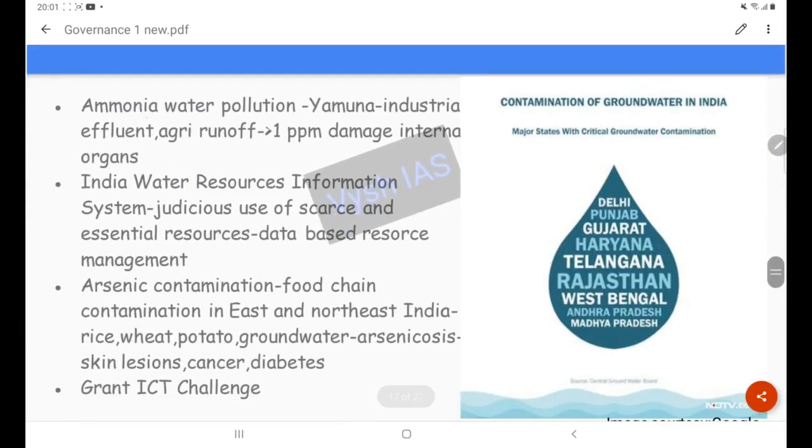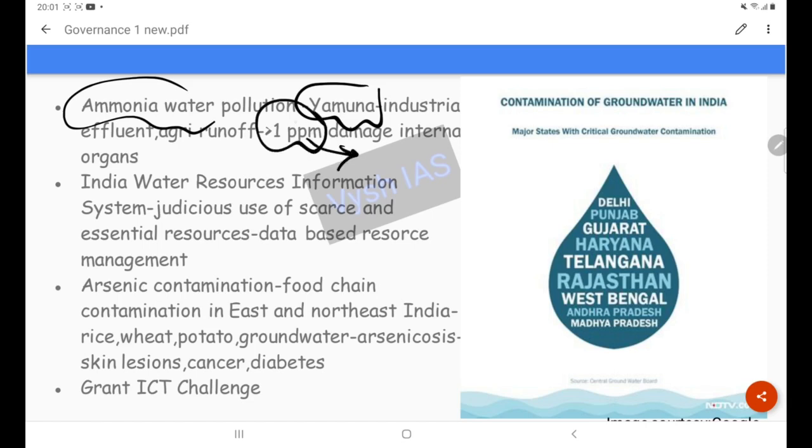The next issue is ammonia water pollution. Why is this important? Because in the Yamuna river, the ammonia levels have increased like anything. According to BIS standards, only 1 ppm is allowed, but it has surpassed these levels. This ammonia is going to damage the internal organs also. So this has to be targeted.